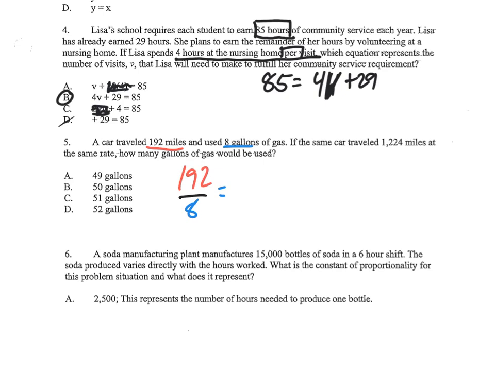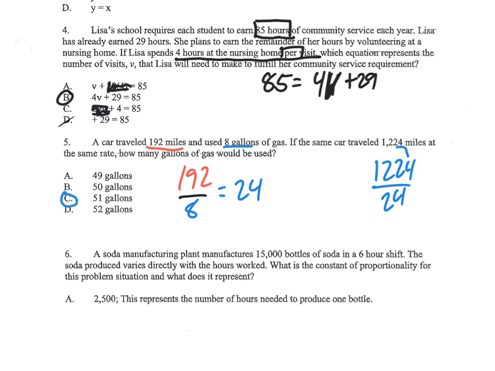So I'm going to have to use a calculator. Fortunately, all 8th graders get a calculator anyways. This comes out to 24. So if we're getting 24 miles per gallon, and we know how many miles, what we're going to do is take that 1,224 miles and divide it by 24. So 1,224 divided by 24 comes out to 51. It will take 51 gallons.